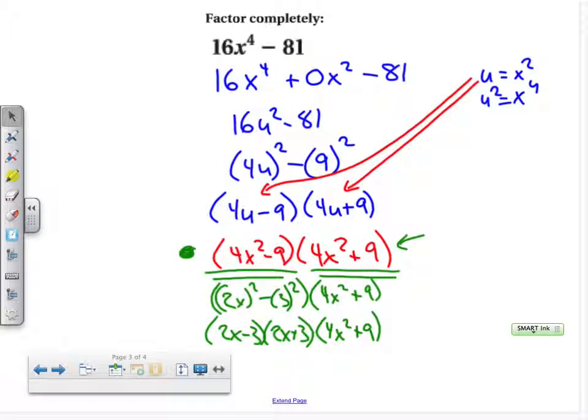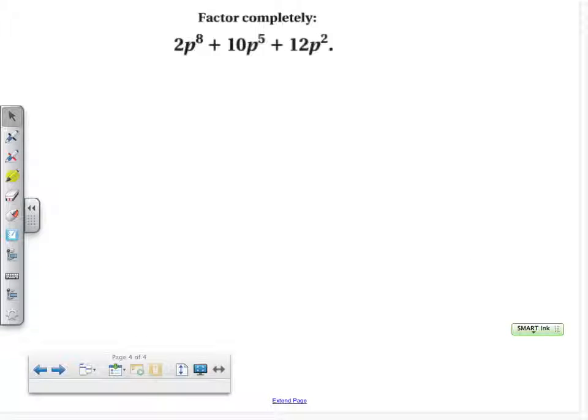So we start with our quadratic form, we substitute it out, factor, and substitute it back in. And then we look and we say, okay, are we done? We can go further sometimes, and if we can, we do. Let's try another one. Take a look at this one. Notice we've got common terms throughout.